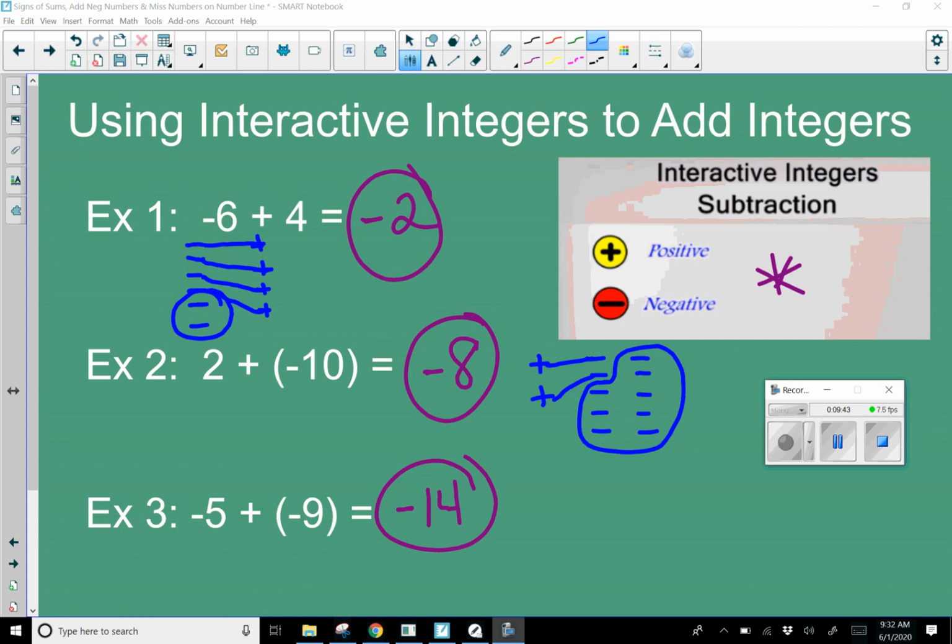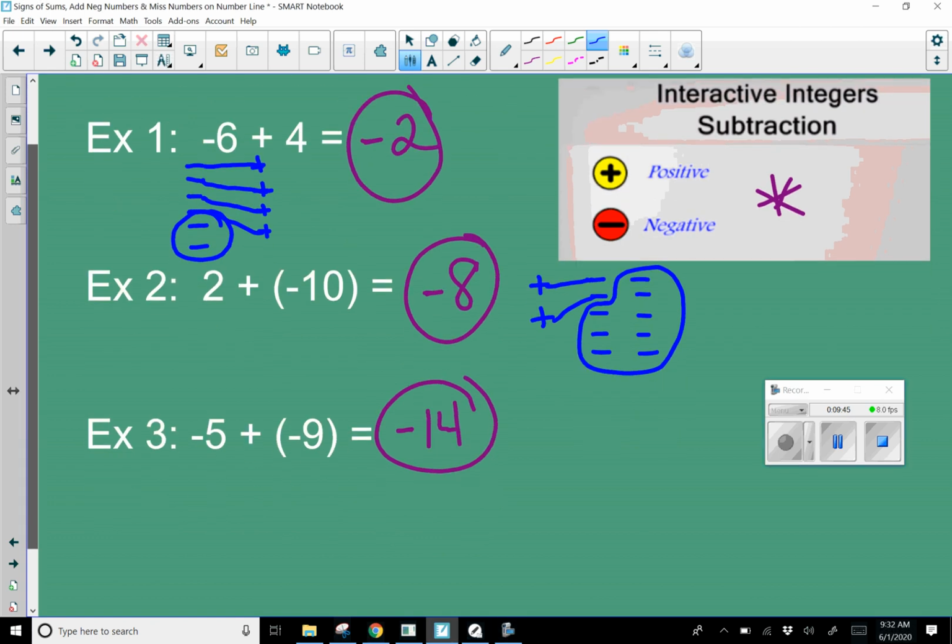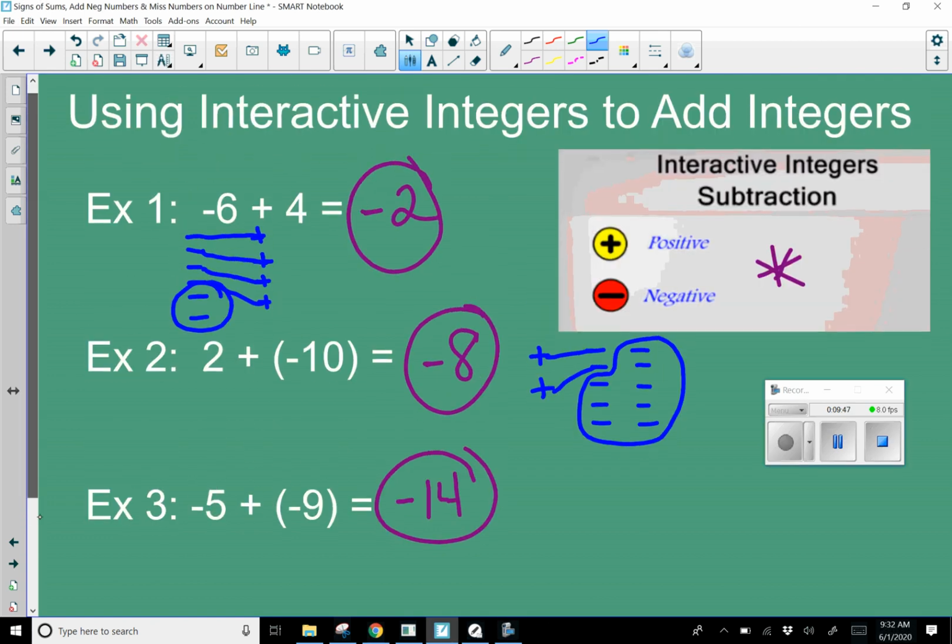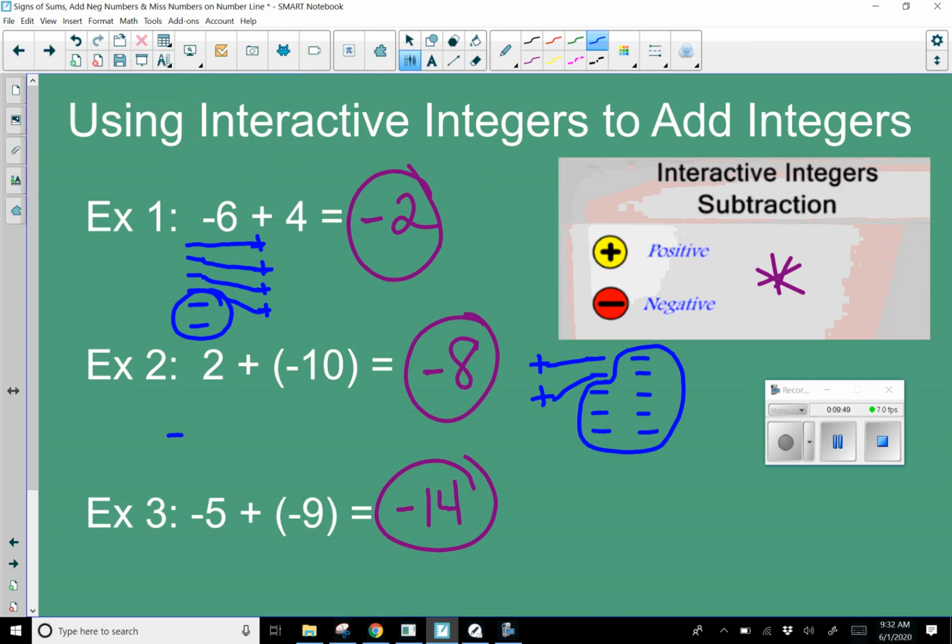And then the last one. If I've got 5 negatives here, let's try it over here. So I've got 1, 2, 3, 4, 5, and then I'm going to do plus my 9 negatives. 1, 2, 3, 4, 5, 6, 7, 8, 9. Notice that I have no positives here.